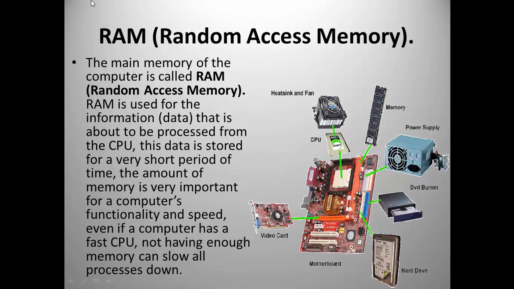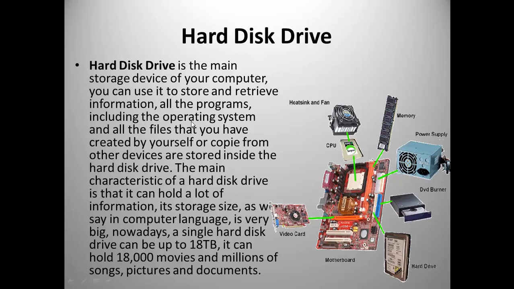So we should also memorize this really very nicely. Whenever I ask you what is a RAM, you say random access memory, and it's the memory of the computer, the main memory of the computer. Got it? Next, the hard disk drive, which is this guy over here.